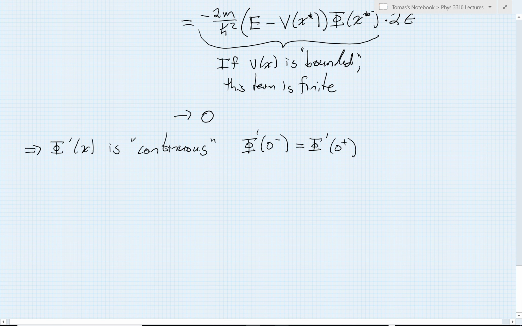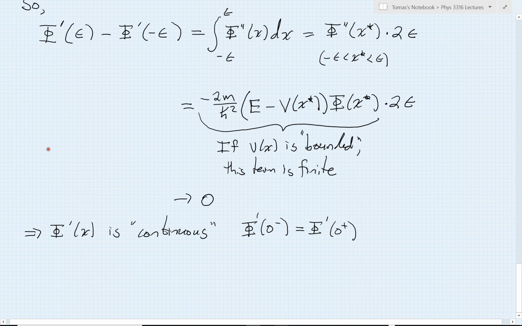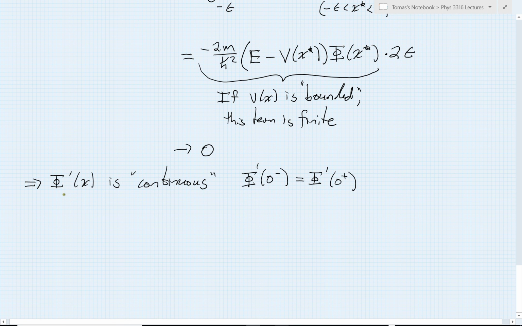Great. And if the first derivative of my function is continuous, what does that tell me about my function? If the first derivative is continuous, then that tells me that the function itself is continuous. So I have a second boundary condition, which says the actual value of the wave function a little bit to the left of the transition region must match, in the limit that I make that very, very narrow, the value of my wave function just to the right.